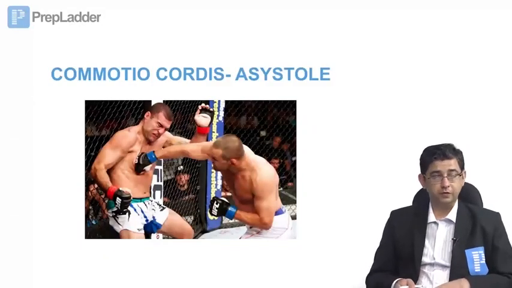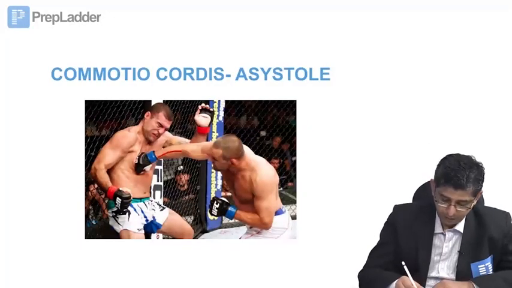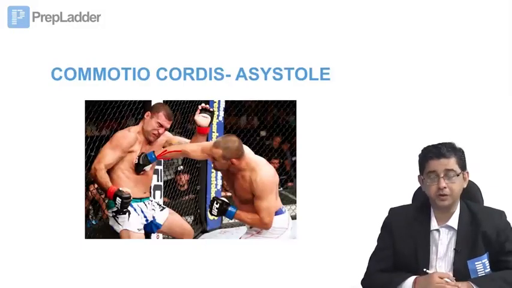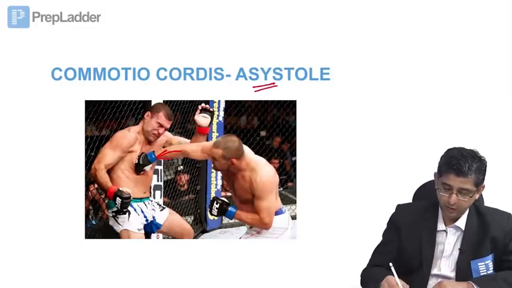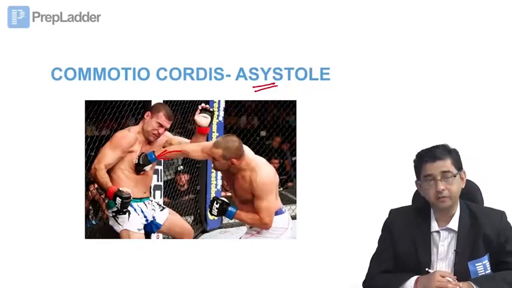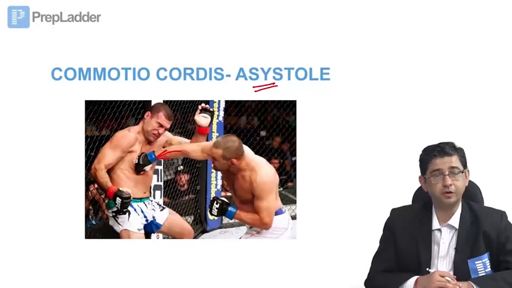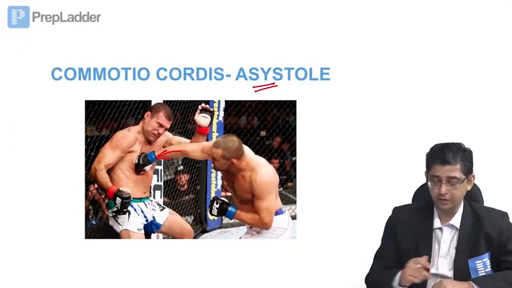Commotio cordis. If there is blunt trauma to the chest, you can see a straight punch to the chest of the patient. Commotio cordis can cause asystole and can cause death in a match where body contact sports are being followed. So remember the fact that commotio cordis or direct trauma to the chest can result in development of asystole in the patient.